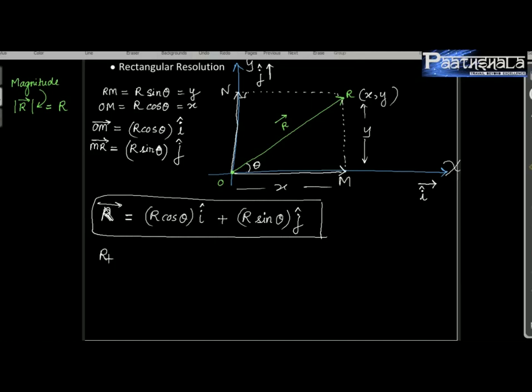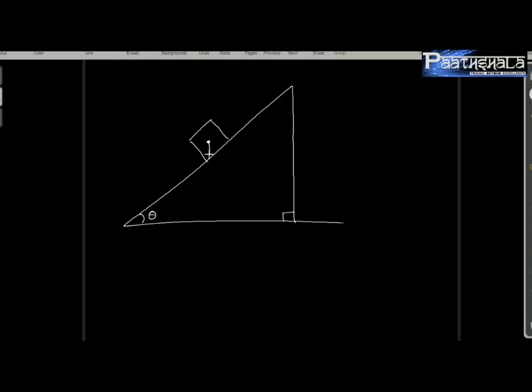Here the x component of r, also denoted by rx, is r cos theta, and the y component of r is r sin theta. I'll give you another example of rectangular resolution which is very common. This is a wedge. This is a mass kept on the wedge. This mass is usually assumed to be a point mass. This is the angle theta. The force mg is acting downwards.